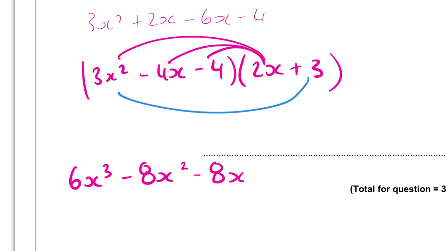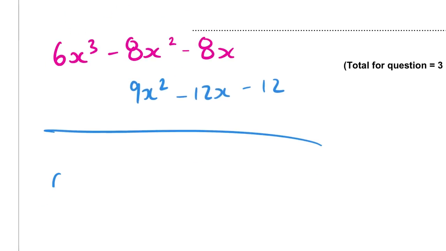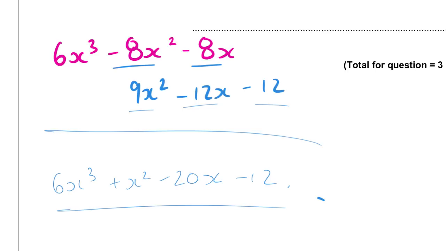Now I'm going to multiply everything by 3. But what I'm going to do is I'm going to write it underneath. So 9x squared minus 12x minus 12. And now I need to simplify it. So I get 6x cubed minus 8x squared plus 9x squared is plus x squared, minus 8x minus 12x minus 20x, and then minus 12. There's your answer. 3 marks.